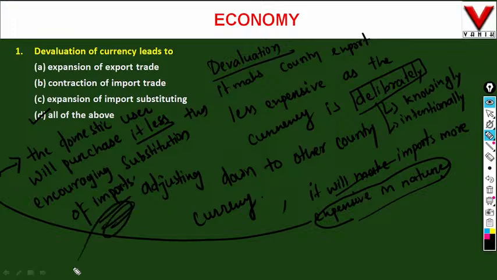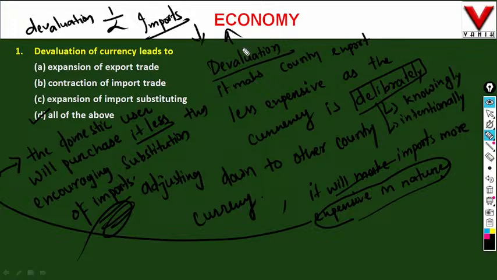Okay, हमेशा याद रखना, devaluation is directly proportional to imports. If the currency is devalued, import will fall down. If the currency is not devalued, the import will increase. Okay, please write it down fast.